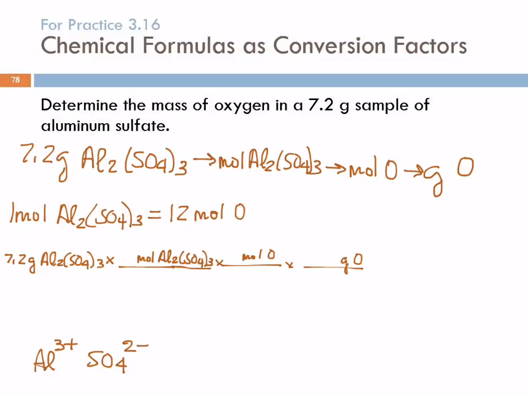You come up with the path, you put the units in. Got moles of oxygen down here, got moles of Al2(SO4)3. I should really change this to a less tedious example. So moles cancel, grams cancel. This middle term, moles to moles, is the easy one. It just comes from the formula. I've got 1 mole of the compound and 12 moles of oxygen.